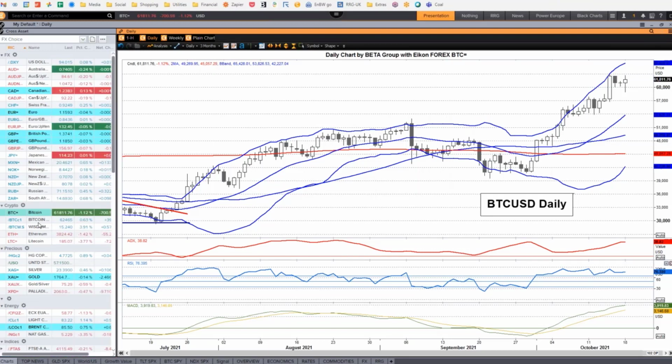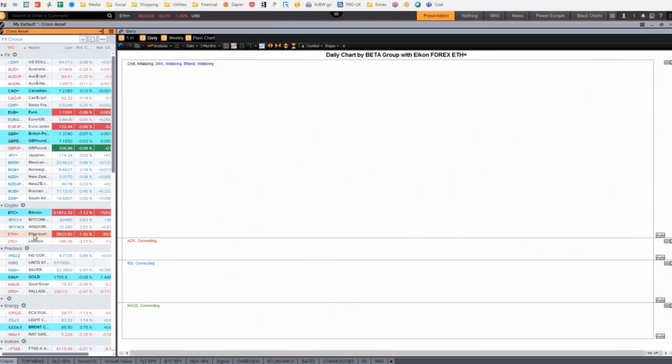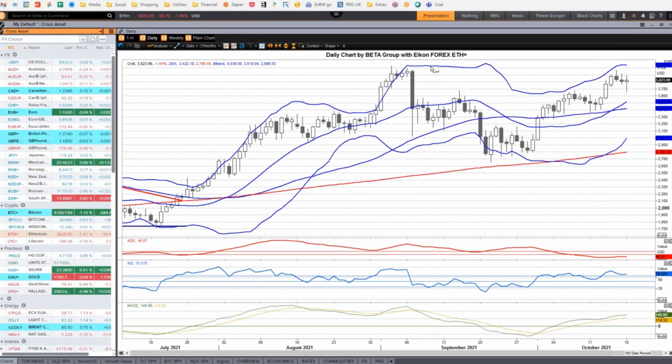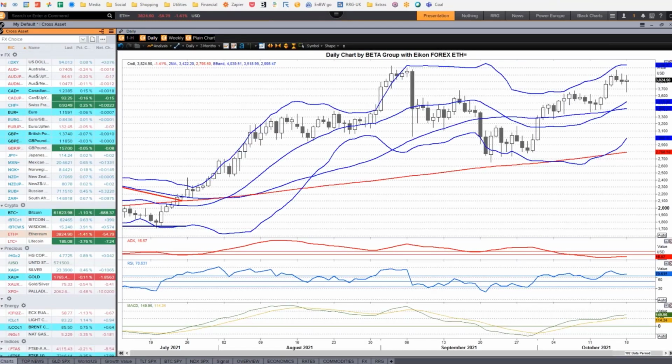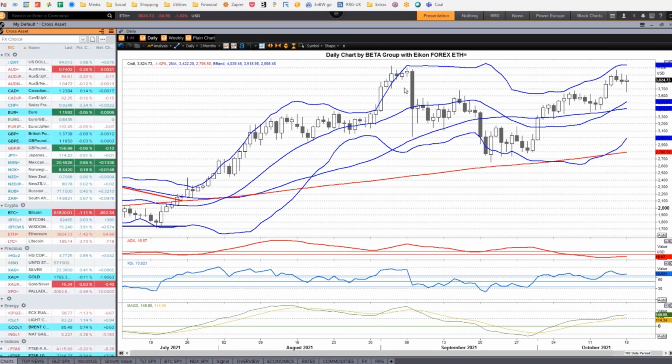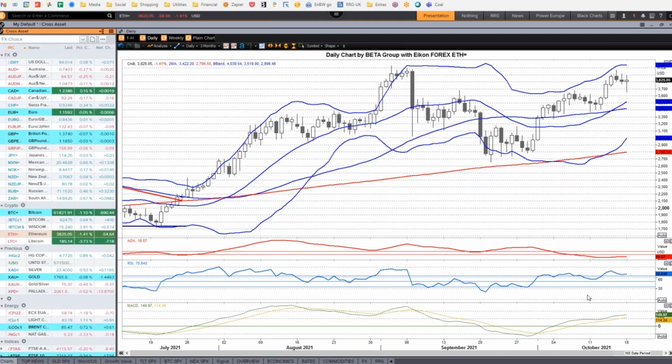Now, this isn't the same picture in Ethereum. Ethereum is below its high, and it's a bit wobbly, to be honest with you, at its high. So it's finding resistance, and its high wasn't made on a spike like Bitcoin. It's a more substantial resistance point, and we're feeling the pressure of that. The technicals are pretty strong, and behavior is good.